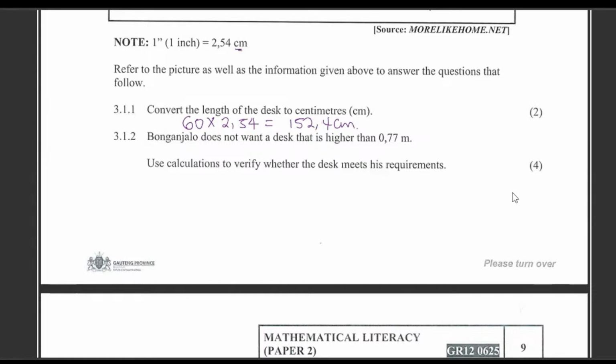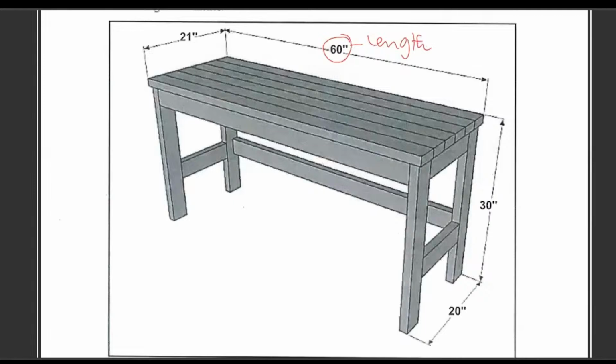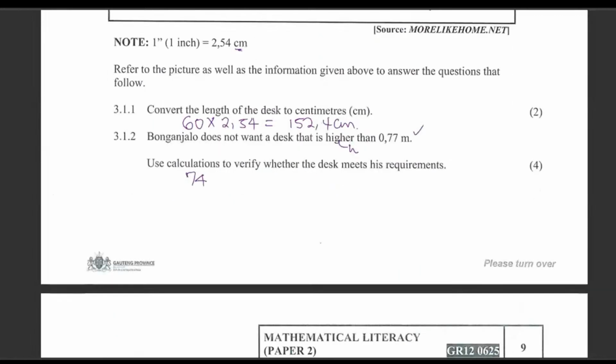The person here does not want a desk that is higher than 0,77 meters. So guess what we're going to do? Use calculations to verify whether the desk meets his requirements. Now, what do we do? Higher than, that means we are looking at the height. We saw the height as 30 inches, sorry, not 74. So what are we going to do?